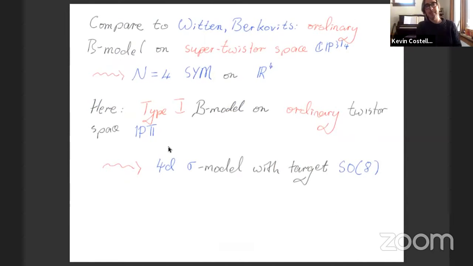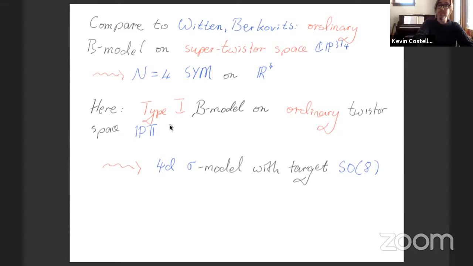Well, so let's compare to the story of Witten and Berkovits. They did the ordinary B model on the super twistor space, CP3|4, which is Calabi-Yau, unlike the twistor space we're considering. They found that it was related to N=4 gluons.